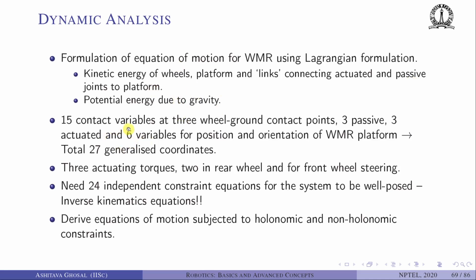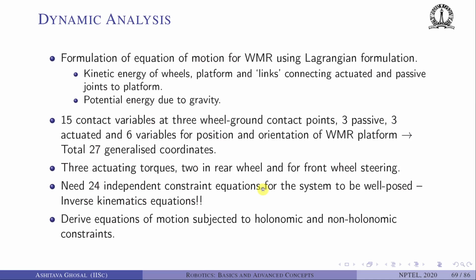Again, in the dynamic analysis, we have 15 contact variables of the 3 wheel ground contact points, 3 passive variables and 3 actuated variables, and 6 variables for the position and orientation of the WMR platform. So totally there are 27 generalized coordinates. There are 3 actuating torques, 2 in the rear wheel and 1 for the front wheel steering. So we need 24 independent constraint equations for the system to be well posed. We have 27 generalized coordinates, 3 are given, so we need 24 constraint equations.